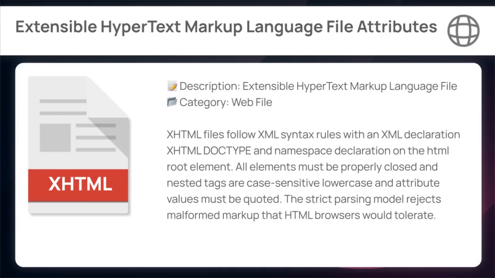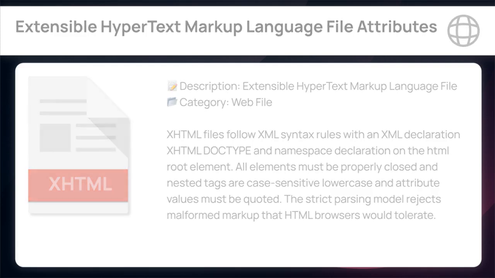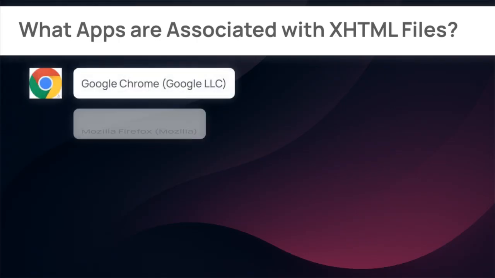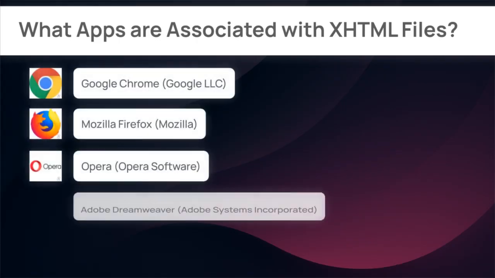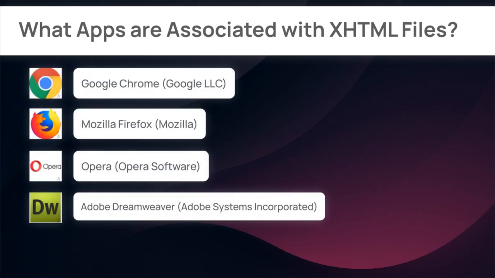All elements must be properly closed and nested. Tags are case-sensitive lowercase, and attribute values must be quoted. The strict parsing model rejects malformed markup that HTML browsers would tolerate. The optimal viewer for the XHTML format is generally considered to be Google Chrome from Google LLC.